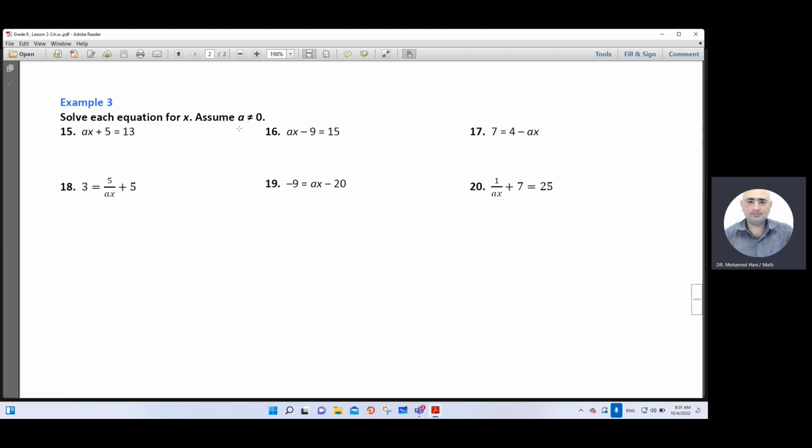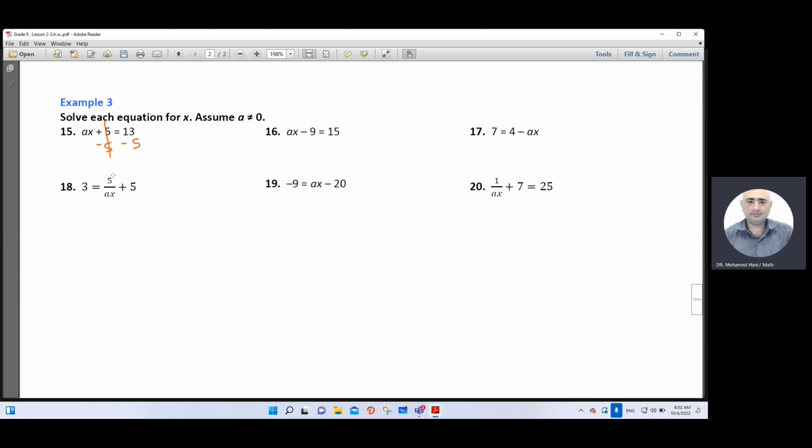Assume a doesn't equal 0. The main variable will be x, and a is like a number, but we don't know its value. So a will be any number except 0. To solve this equation, try to remove 5 from here. What is the operation here? Addition. So take the opposite, or the inverse: minus 5 here and minus 5 here. So plus 5 and minus 5 will be 0.